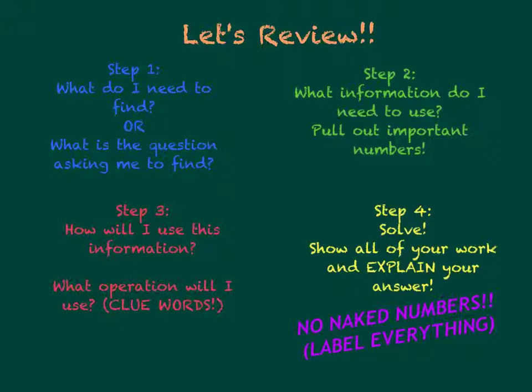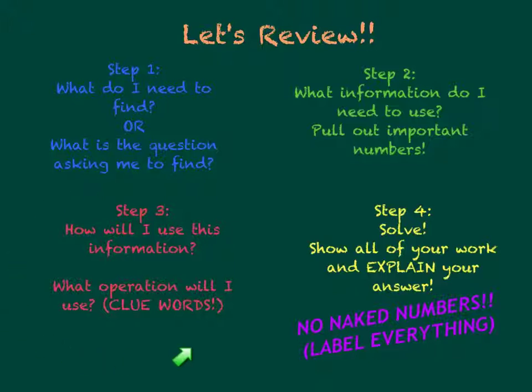As I'm finishing up this lesson, let's look at the steps that we need to go through to solve a 1 and 2 step addition or subtraction problem. So step 1, guys, what do I need to find? You need to look at your question and decide for yourself what it is that the question is asking you to find. Then you go to step 2. What information do I need to use? Pull out your important numbers. Remember, sometimes there's TMI, too much information. So get rid of the TMI and pull out only the important numbers.